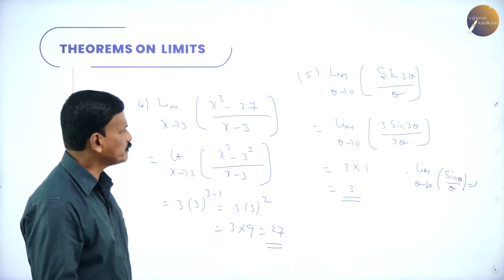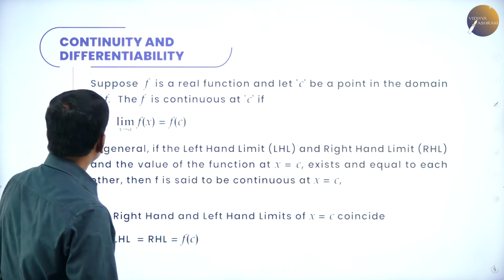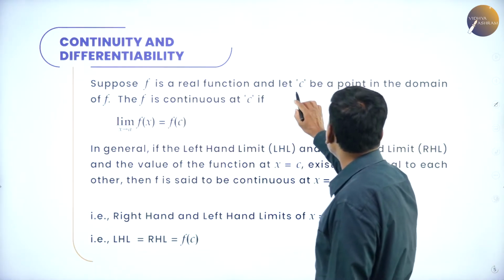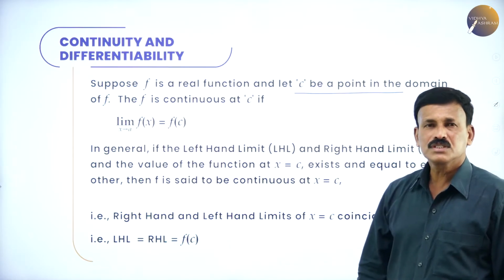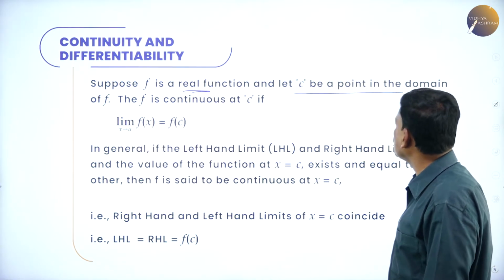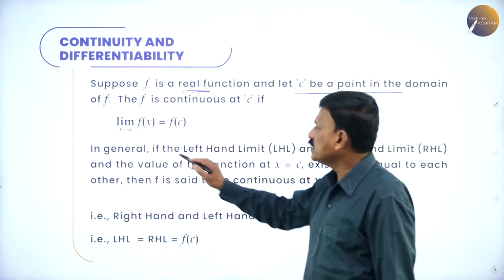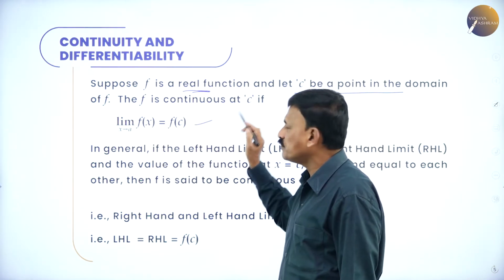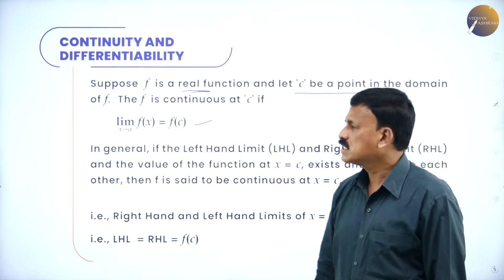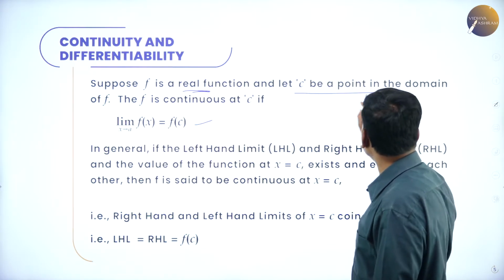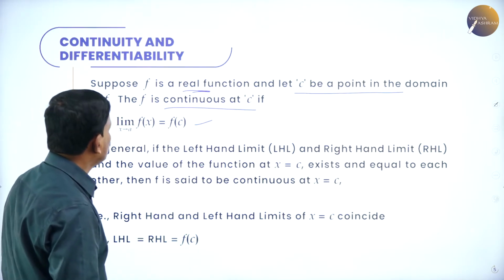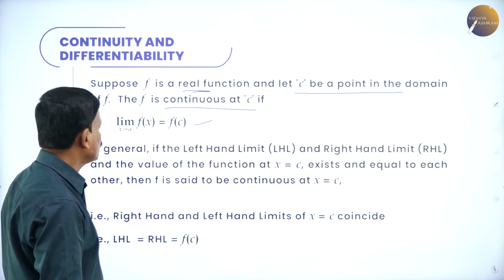Okay, now let us come to the next concept. Now let us discuss continuity. Suppose f is a real function and let c be a point in the domain of f. Then f is continuous if limit x tends to c of f of x is equal to the function value f of c. Limit x tends to c of f of x is always equal to f of c, then we can say the function is said to be continuous at that point.